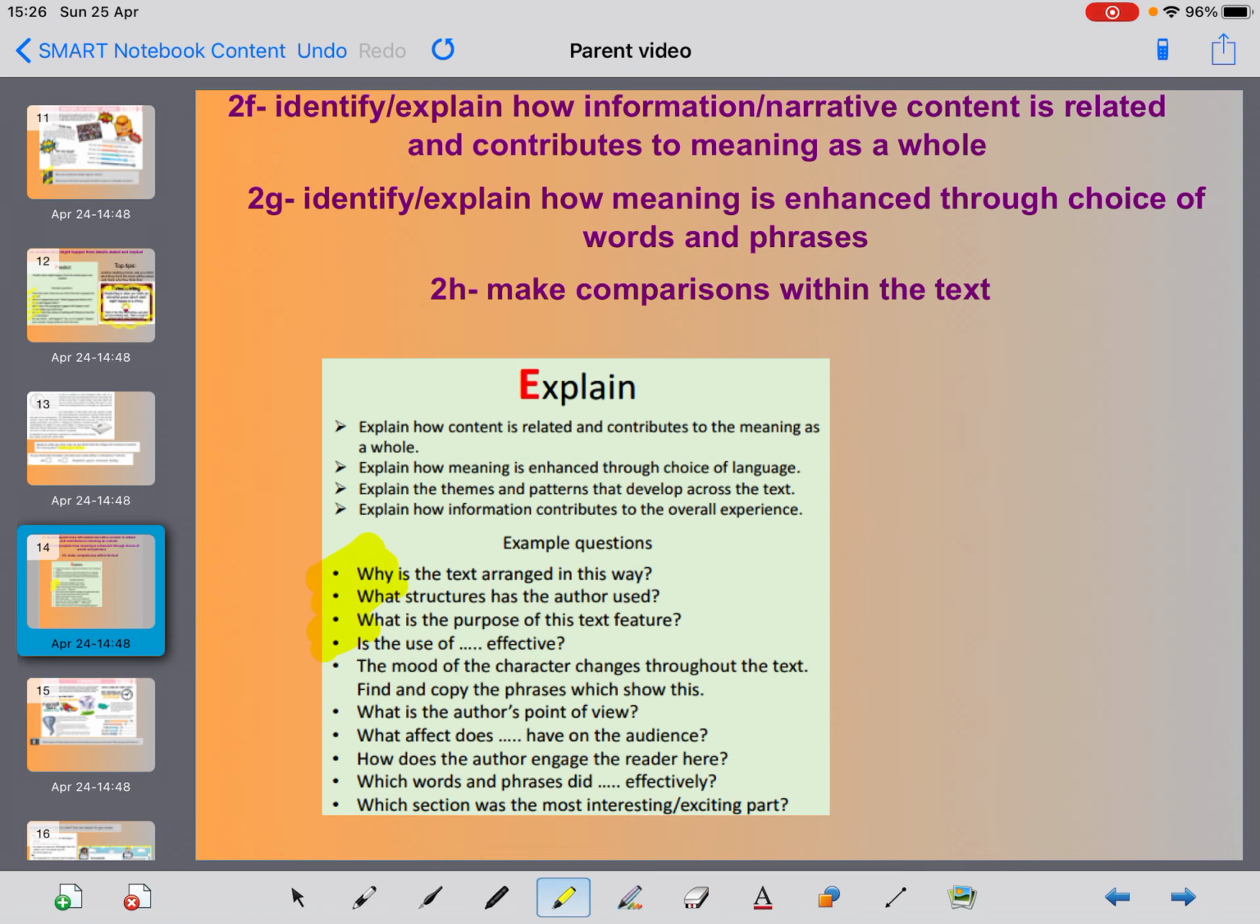The mood of the character changes throughout the text. Find a copy and phrase which shows this. So you are comparing from the one point in the story to another. What is the author's point of view? What effect does the dialogue have on an audience? Does that help us to understand how the characters might be feeling? How does the author engage the reader here? Which words or phrases did the author use effectively, it might be, and which section was the most interesting, which was the most exciting part? All of those, they have to explain their answers.